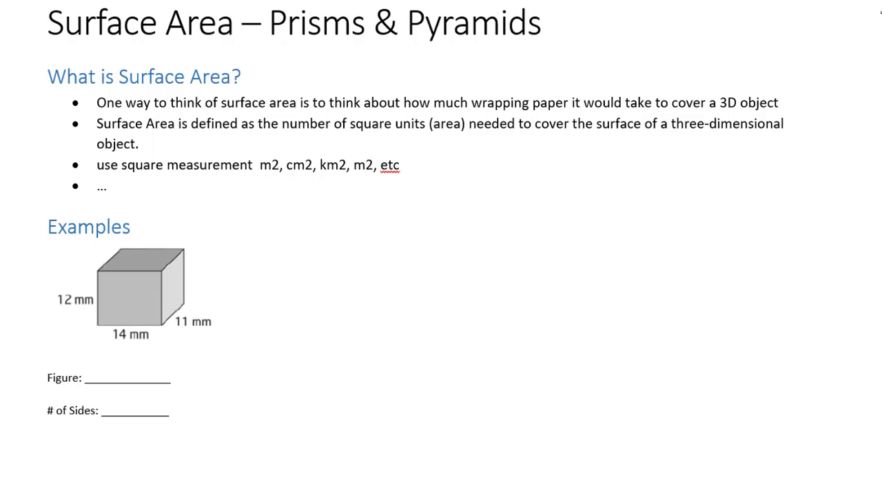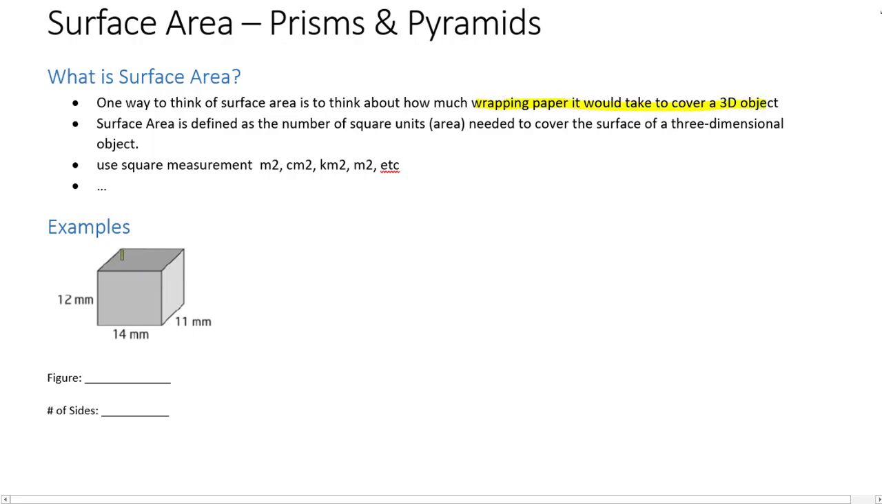Okay, in this lesson we're going to talk about surface area of prisms and pyramids. So what is surface area? Essentially, it's a two-dimensional measurement on a three-dimensional shape. So the measurement isn't three-dimensional, but it's on 3D shapes. One way to think about it is how much wrapping paper would it take to cover a 3D object?